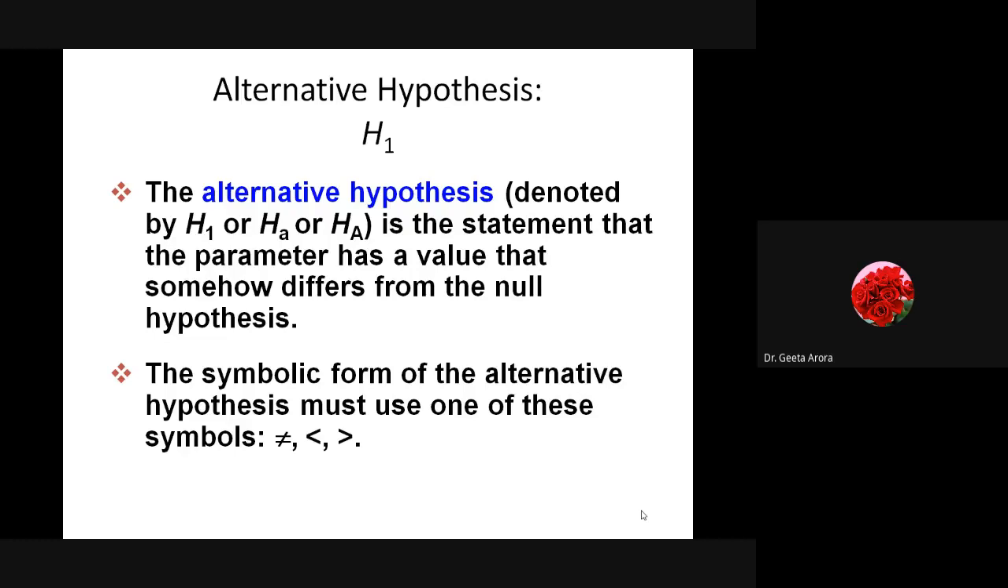Some authors say just equality should be there. Some say no, greater than or equal to and less than or equal to can also be there. But whatever the sign is, if I am writing equal to in the null hypothesis, then in the alternative one it is not equal to. If I am writing greater than or equal to, then it should be less than. If it is less than or equal to, it should be greater than in the alternative hypothesis. So it is the opposite of the symbol that we take in the null hypothesis.